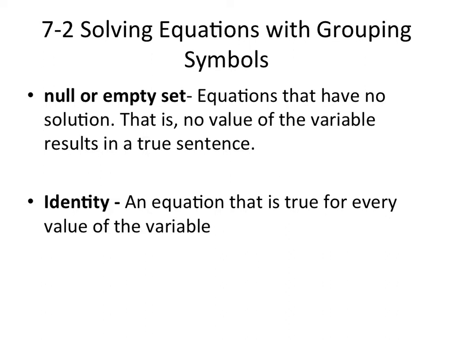The first one is null or empty set. Sometimes when we solve equations, they have no solutions. That is, no value of the variable results in a true sentence. We cannot put any number into the equation for the variable and plug and chug, and have it be true. How do we write that answer? Most commonly, we see this symbol, which is a 0 with a slash through it, which represents no solution. Or you could just write no solution.